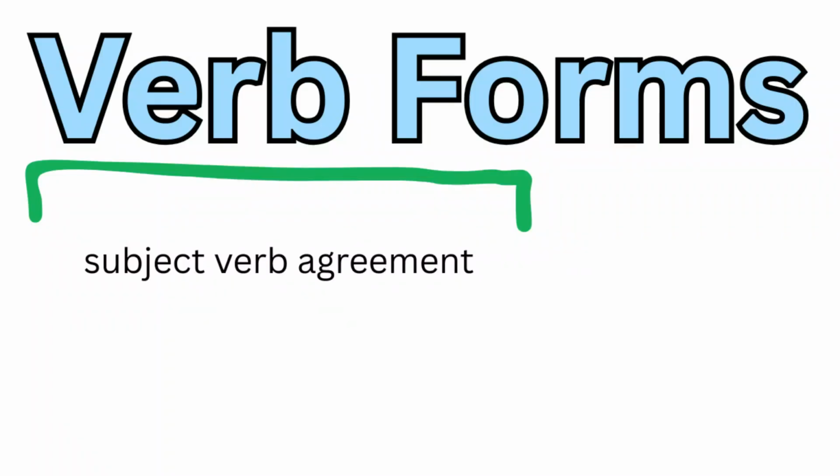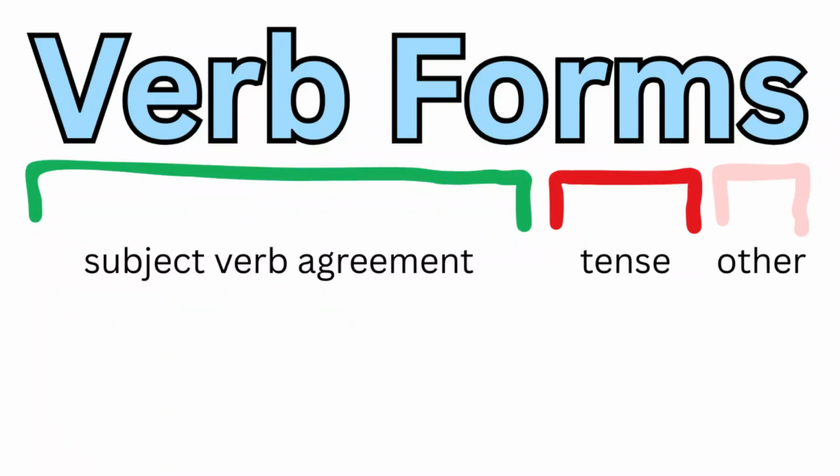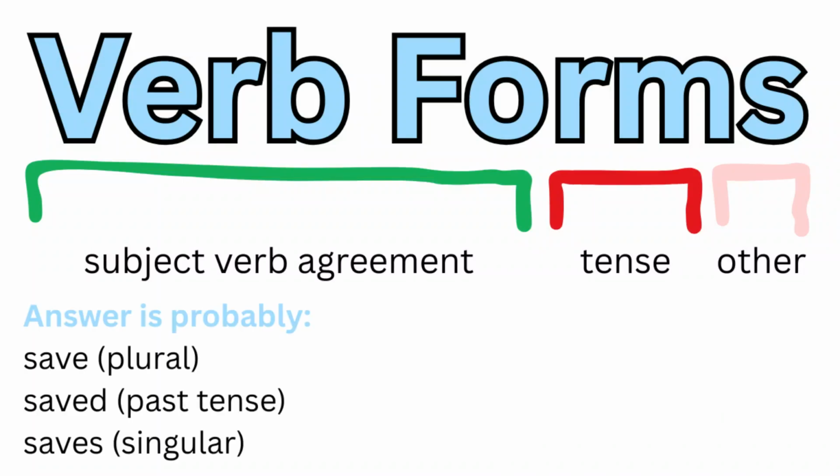And out of the remaining types, the majority of those are really similar. You're going to have, again, a verb with no S, and then you're going to have a verb that ends in a D for past tense. So if you're not dealing with a subject-verb agreement question, you're probably just dealing with present or past tense. Summarizing all that, the answer choice is probably going to be one of these three types of verbs.